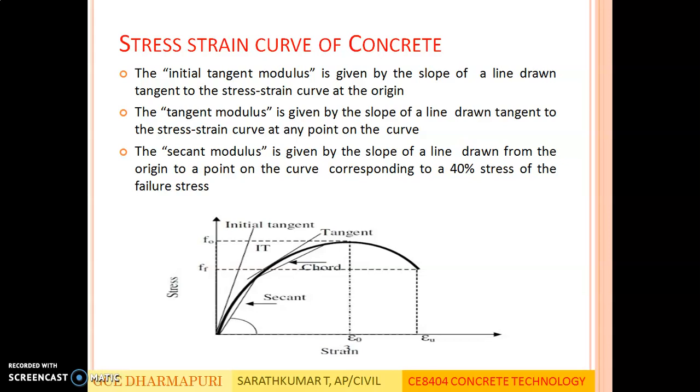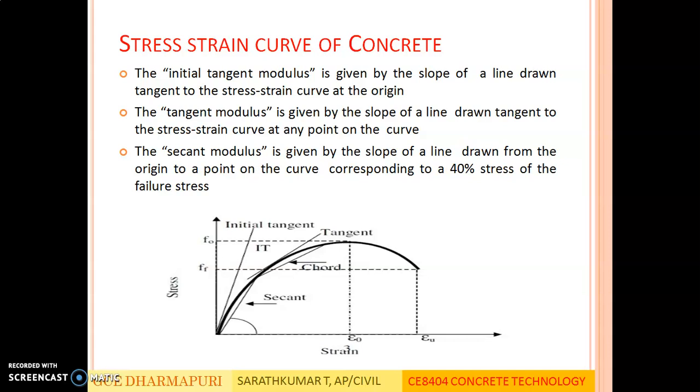It is given by the slope of a line drawn tangent to the stress strain curve at any point on the curve. Normally the tangent modulus is taken at 1/3 of the fck, 1/3 of the ultimate failure. So at any point on the curve you draw a tangent and take the slope. It is the tangent modulus.